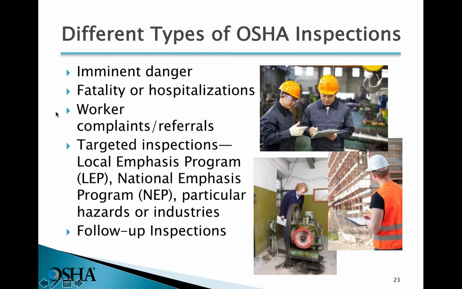Different types of OSHA inspections include imminent danger, fatality or hospitalization, workers' complaints or referrals, and targeted inspections, such as local emphasis programs, national emphasis programs, or particular hazards or industries. Inspections also include follow-up inspections.